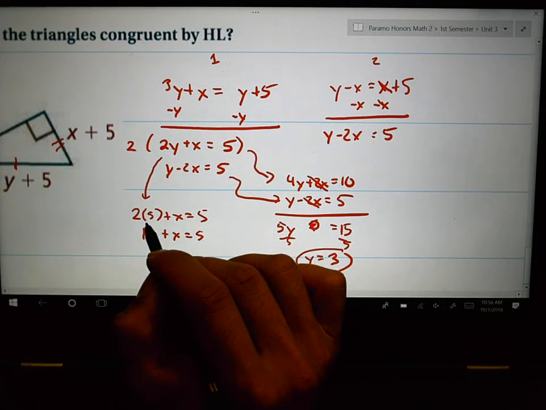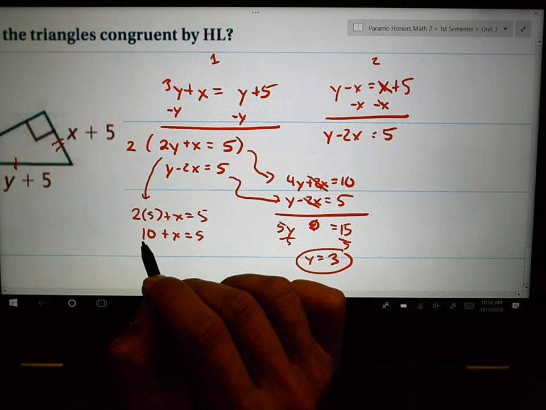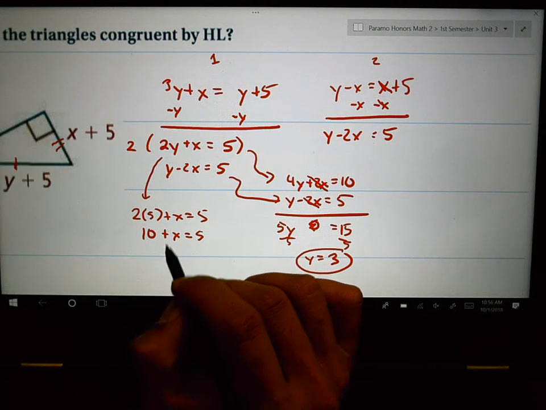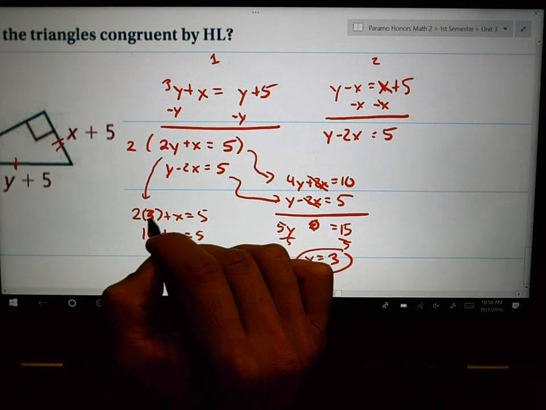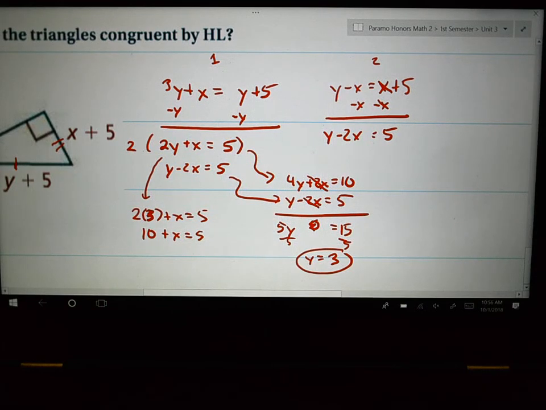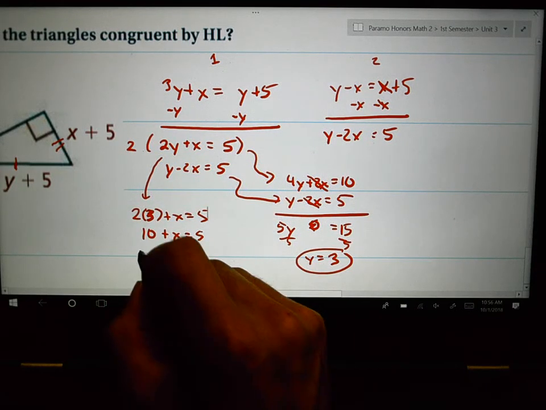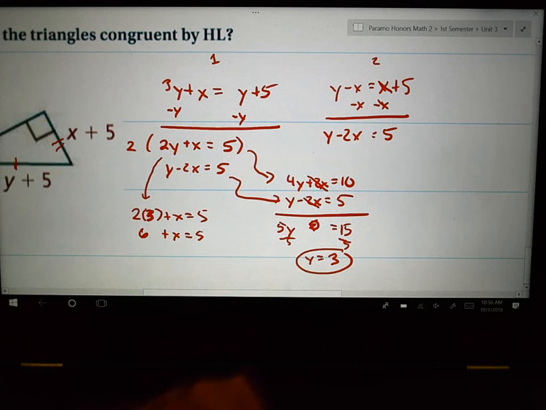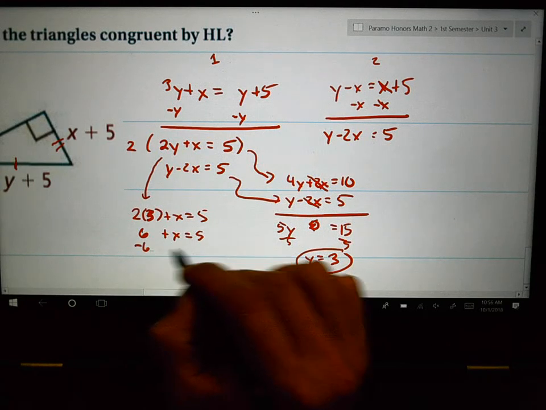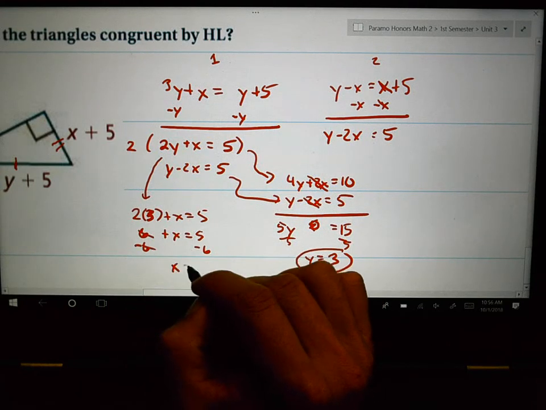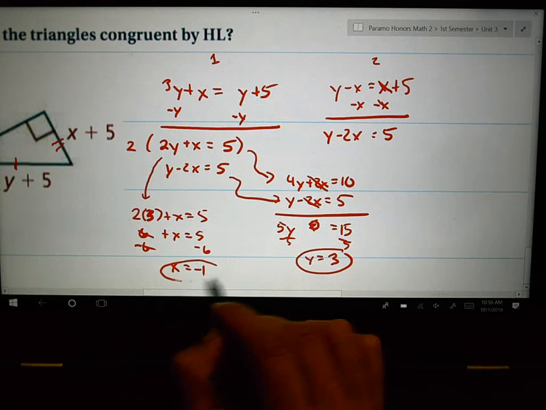Who noticed that? Thank you. Next time, speak up, please. Doesn't matter that there's a recording. I don't care. Correct me if I'm wrong. Let's erase that. Then that makes 6. Minus 6. Minus 6. x is equal to negative 1. Got my 2 answers.